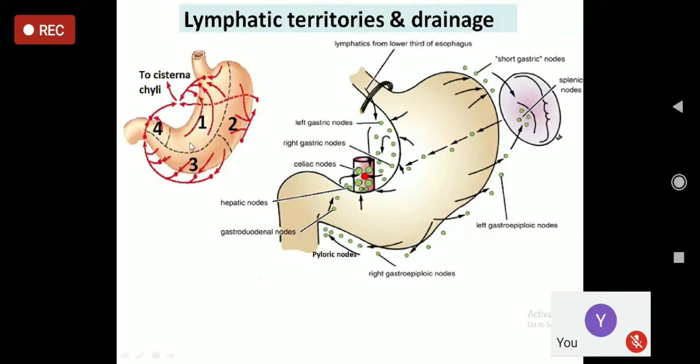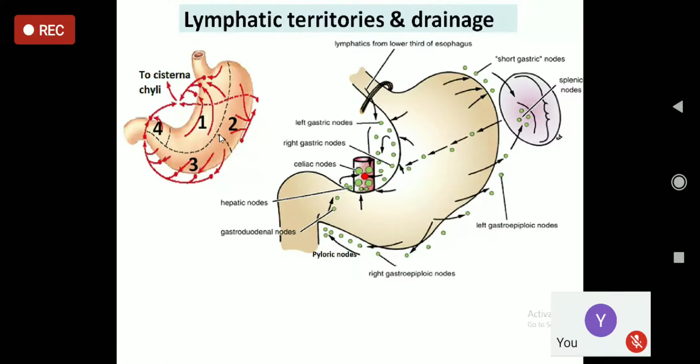Now, for the lymphatic territories, we can divide the stomach into four regions. Depending on the author, in different books, some refer to them by numbering 1, 2, 3, 4, or A, B, C, D, or simply describe them as the part along the lesser curvature, the part along the greater curvature towards the fundus, and the part along the greater curvature towards the pylorus. So it depends. But the main thing to keep in mind is that these are the main four regions. You can denote them in any way convenient to you.